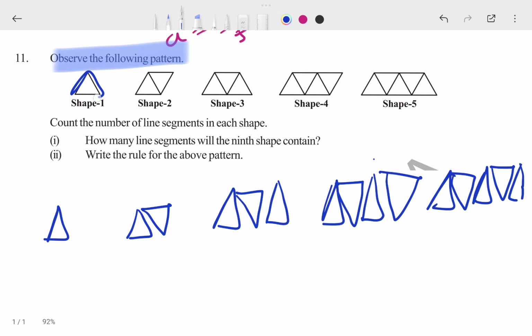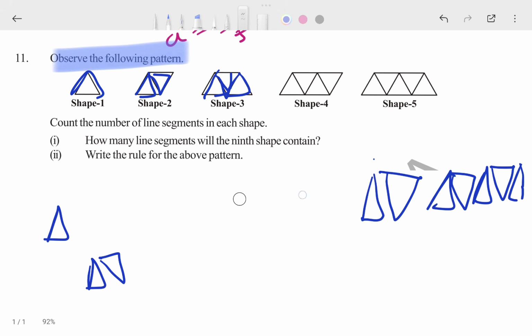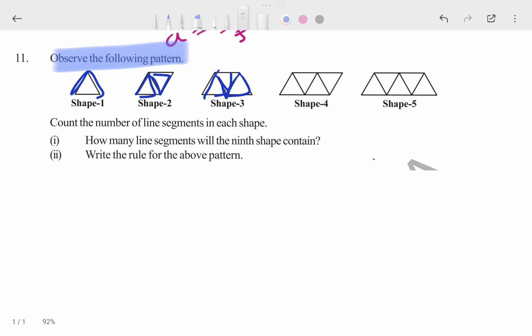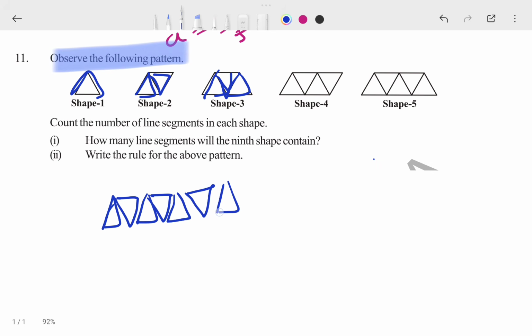This is a straight line, and this is the down. So first is straight, second is down, third is straight. How is this pattern following? One straight, one down, one straight, one down, one straight, one down, one straight, one down. Like that this pattern is following. Now, how many shapes are given? It is given first shape, second, third, fourth, till the fifth shape.